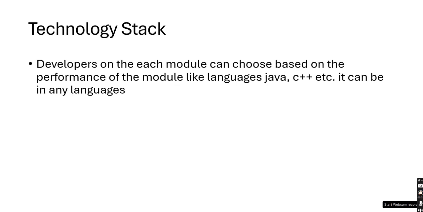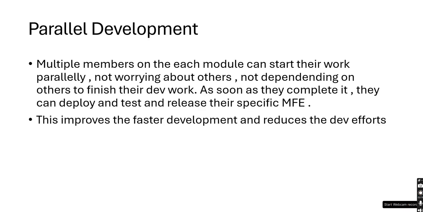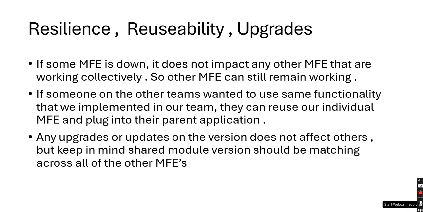Then the technology stack. Suppose you have 5 different micro front end applications; they can be built with any language. It doesn't have to be only one specific language. That's the flexibility here. And then parallel development: 5 different micro front ends can be developed in parallel by different team members. That improves the speed of the development effort, right?